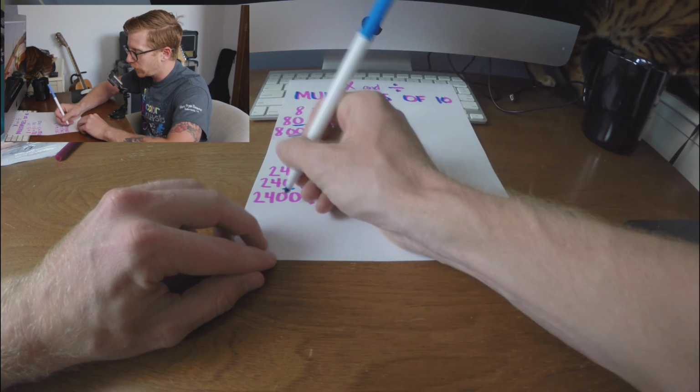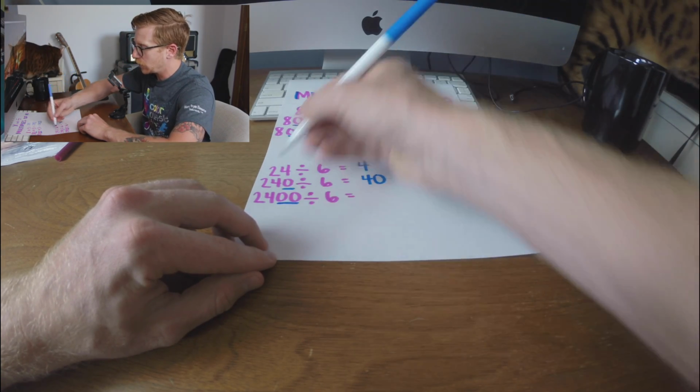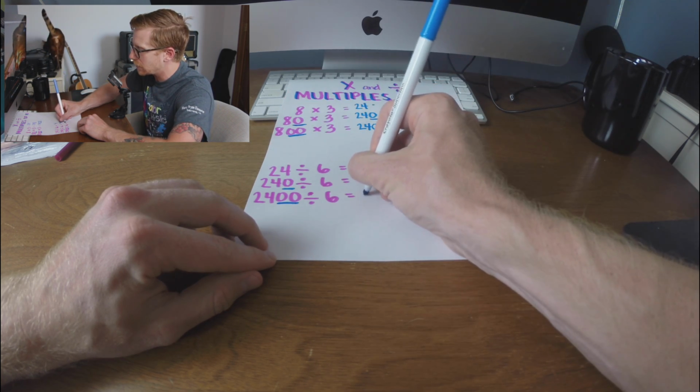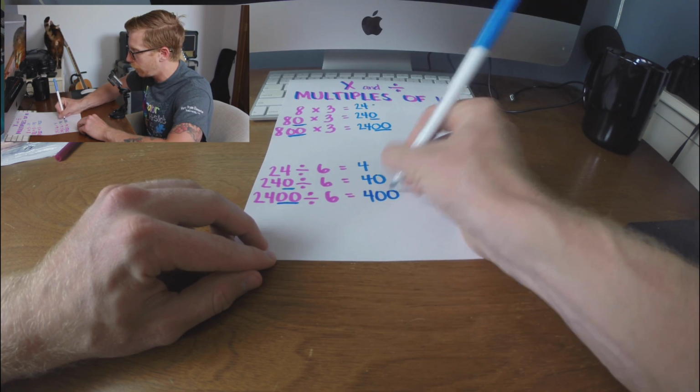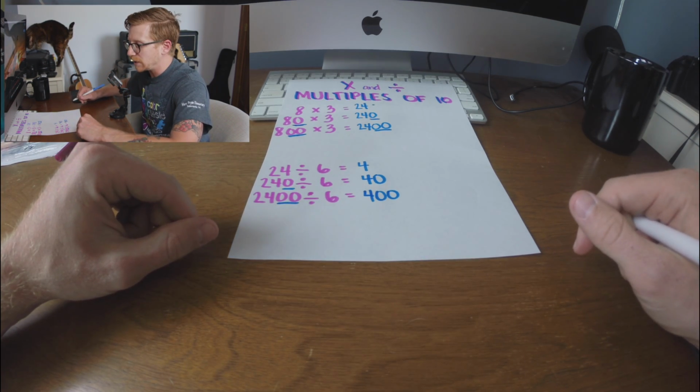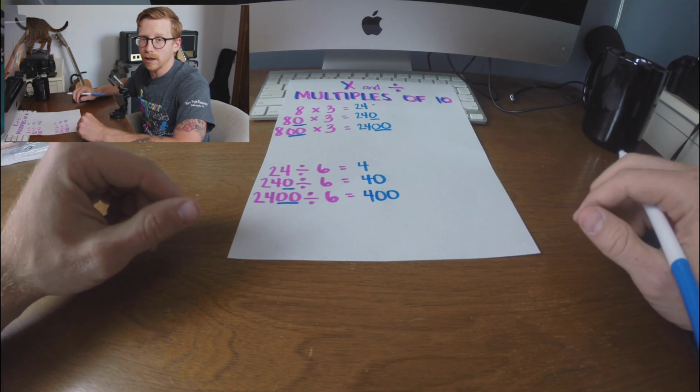Same thing down here. 2 zeros added onto the problem. Looks pretty much the same otherwise. 2,400 divided by 6 is going to be 400. Now you know what 2,400 divided by 6 is. You're the life of the party.